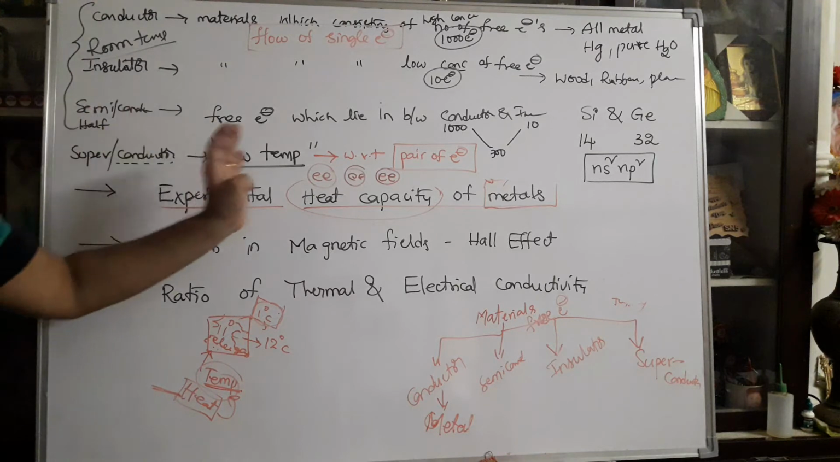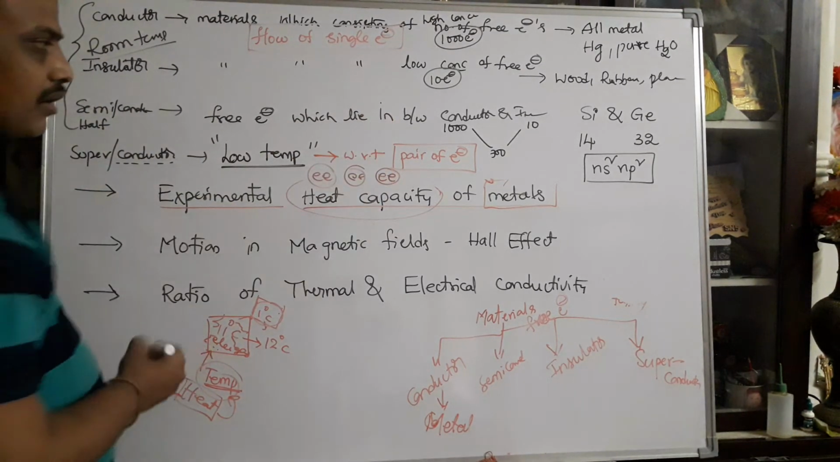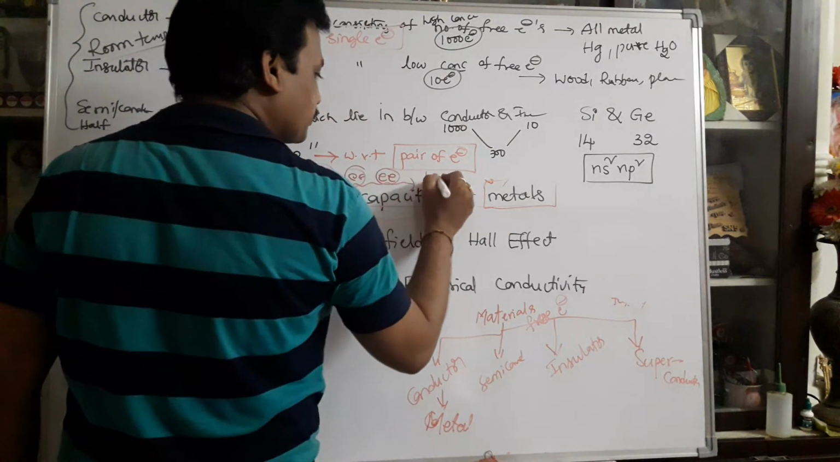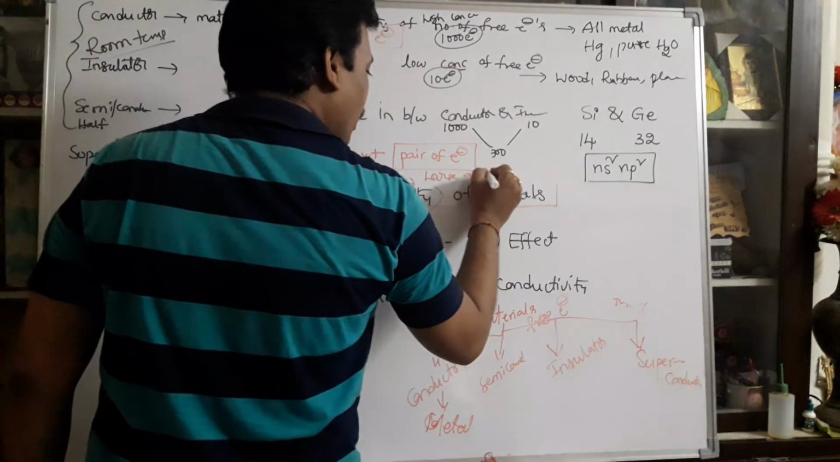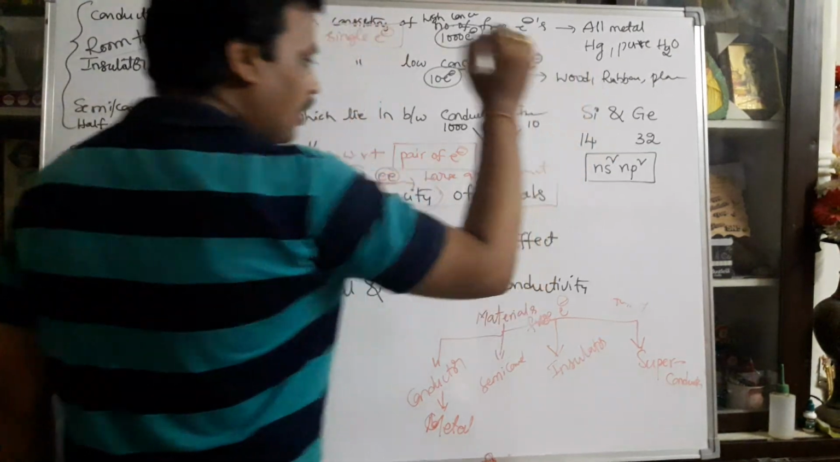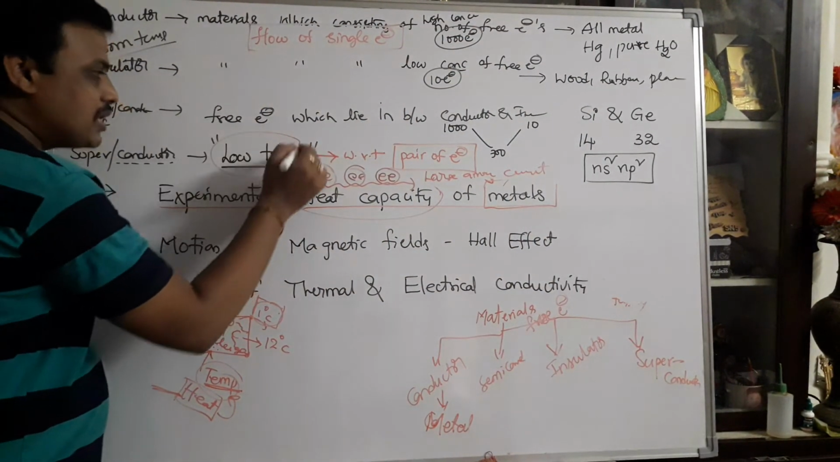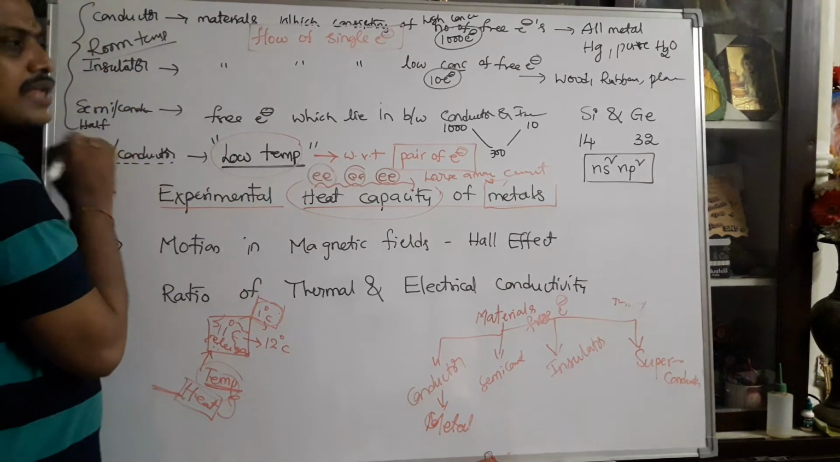In that way pairs of electrons are moving. With the combination of pairs of electrons moving, a large amount of current flows. That large amount of current exists particularly at low temperature. Then that material can be called a superconductor.